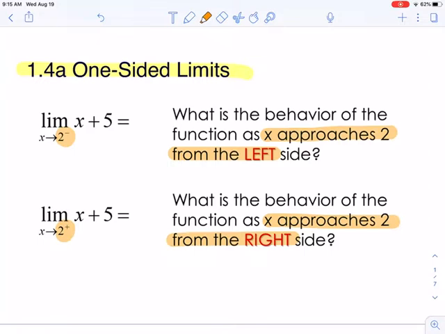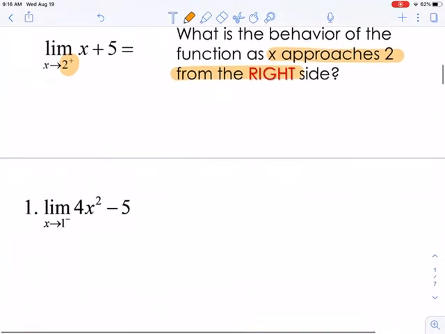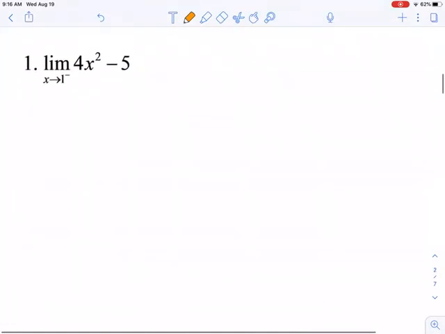Okay, so to determine these one-sided limits, we're basically going to drive our car on the curve, but only from one side. So we're thinking about what y value our car is approaching as we're driving along our curve from either the left or the right.